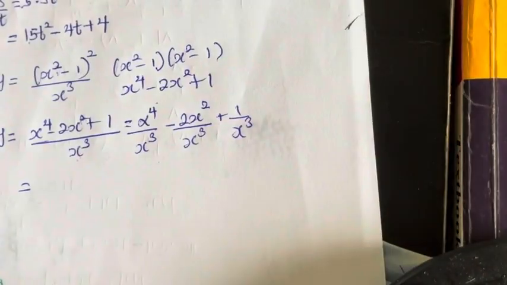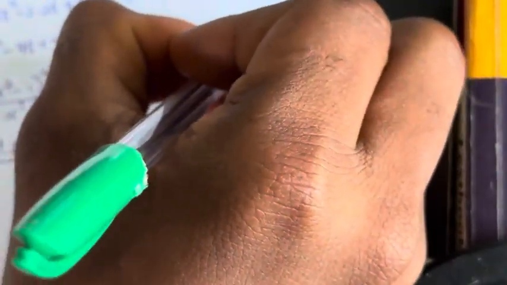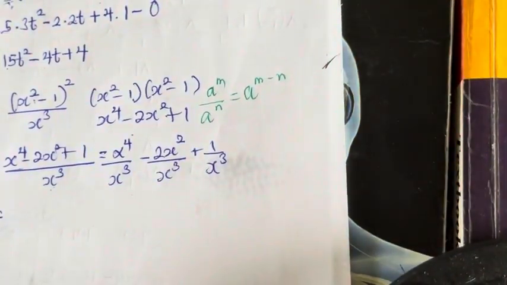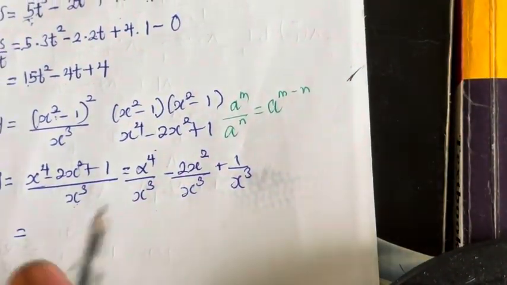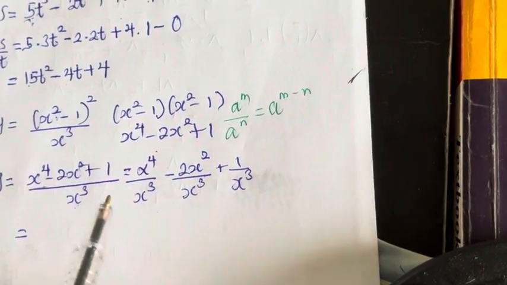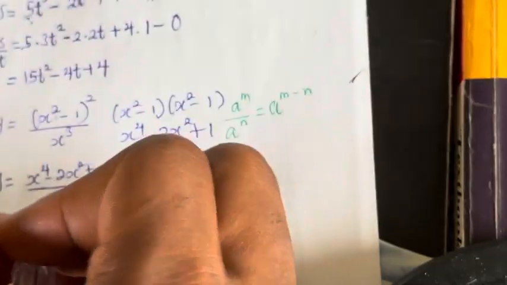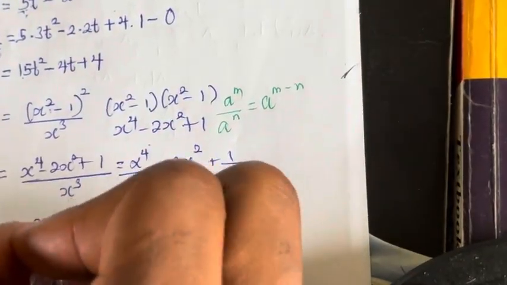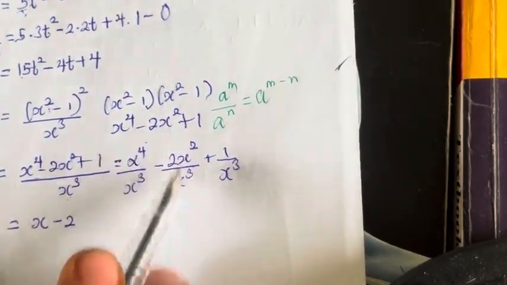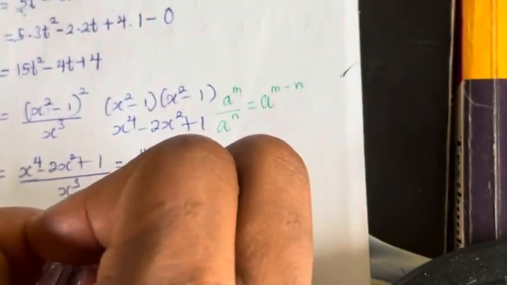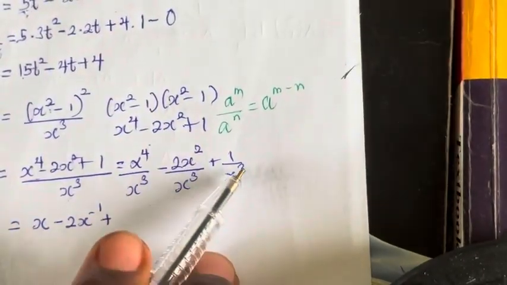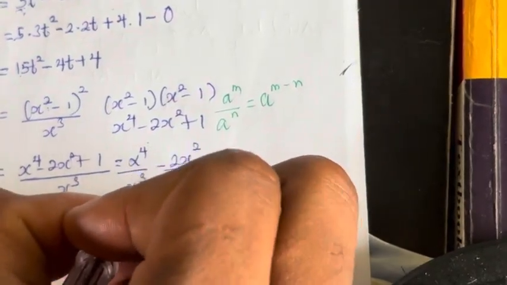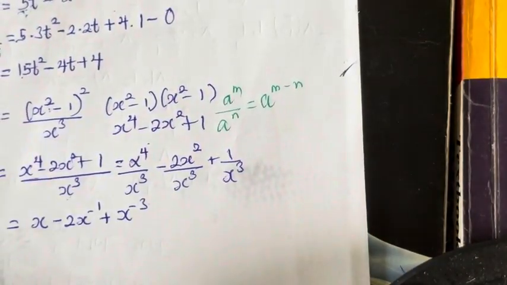So this will be equal to x to the 4 over x to the 3. To simplify this, we are going to apply the law of indices. We state that a to the m over a to the n is equal to a to the m minus n. I hope we got that. So let's continue. x to the 4 over x to the 3 is x to the 4 minus 3. 4 minus 3 is 1, that's x to the 1, which is x. Follow me. Minus 2x squared over x cubed, that's x to the 2 minus 3. 2 minus 3 is minus 1. Plus 1 over x cubed, that's x to the minus 3, using the reciprocal law of indices: 1 over x to the n is x to the minus n.